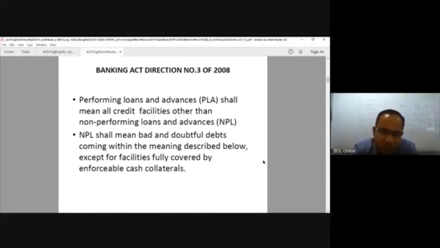So what is NPL? They have given a series of definitions. Any facility which is fully covered by cash and enforceable can be taken out of this definition, so it is not NPA even though it is not paid. Anytime it can be settled with the cash cover, since it is a cash-backed facility. Other than that, others can come under the definition of non-performing advance. So let's see what NPL is.